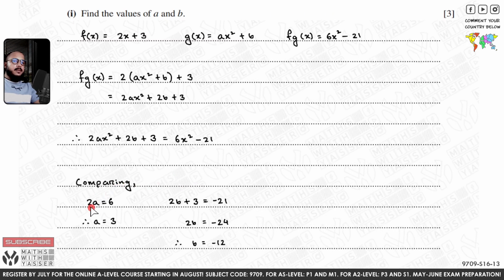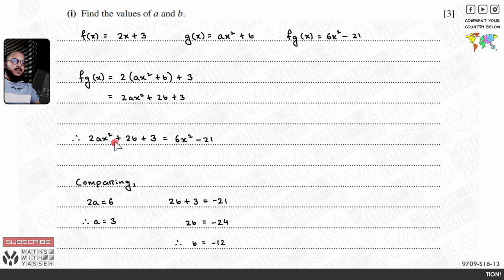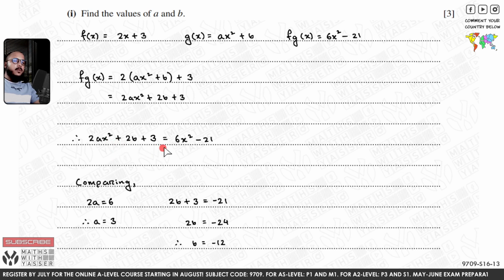So we can say that 2a, which is the coefficient of x squared, must be equal to 6, which is also the coefficient of x squared. That means a equals 3. Similarly, the constant, which is 2b plus 3, must be equal to the constant negative 21. So 2b plus 3 equals negative 21. That means 2b equals negative 24. Therefore, b equals negative 12.